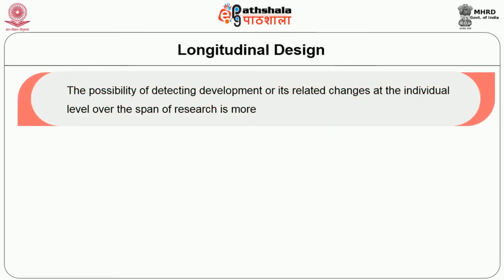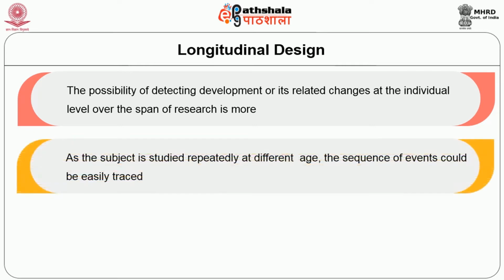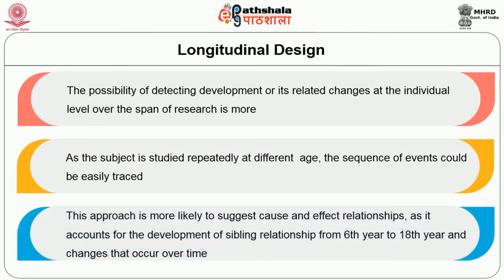Though it's a time-consuming approach, there are certain benefits. First one is the possibility of detecting development or its related changes at the individual level over the span of research is more. The second benefit is that the subject, when studied repeatedly at different ages, the sequence of events could be easily traced. The third benefit is that this approach is more likely to suggest cause and effect relationship as it accounts for the development of sibling relationship from 6th year to 18th year and changes that occur over time.